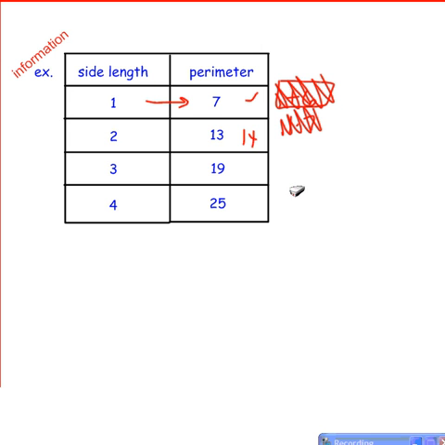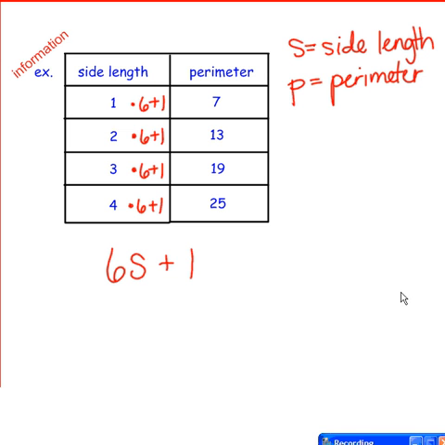How about you pause the video and see if you can make a connection between this side in respect to the perimeter. All right, I'll show you what I had come up with. I noticed that if I multiplied the side length times 6, and then added 1 to it, I would get the perimeter. Watch. 1 times 6 is 6 plus 1 is 7. 2 times 6 is 12 plus 1 is 13. 3 times 6 is 18 plus 1 is 19. 4 times 6 is 24 plus 1 is 25. It checks off all the way.